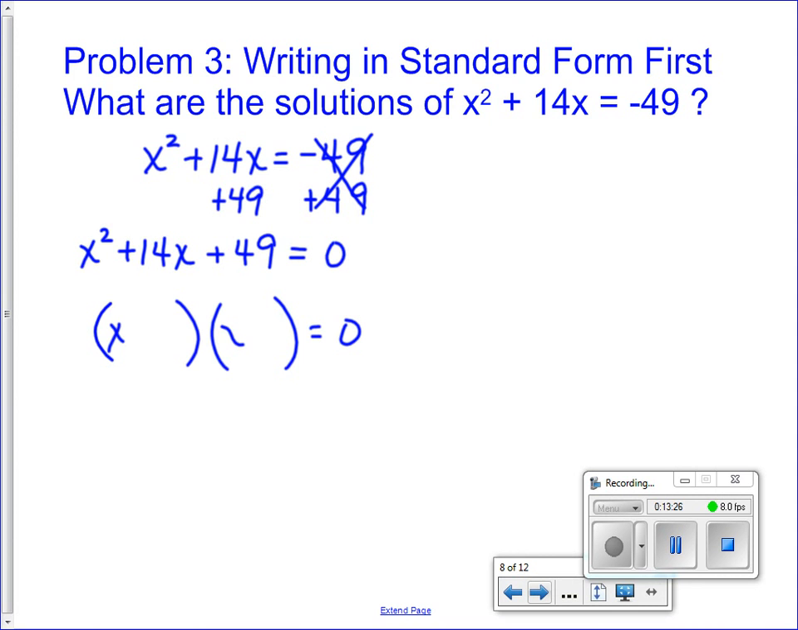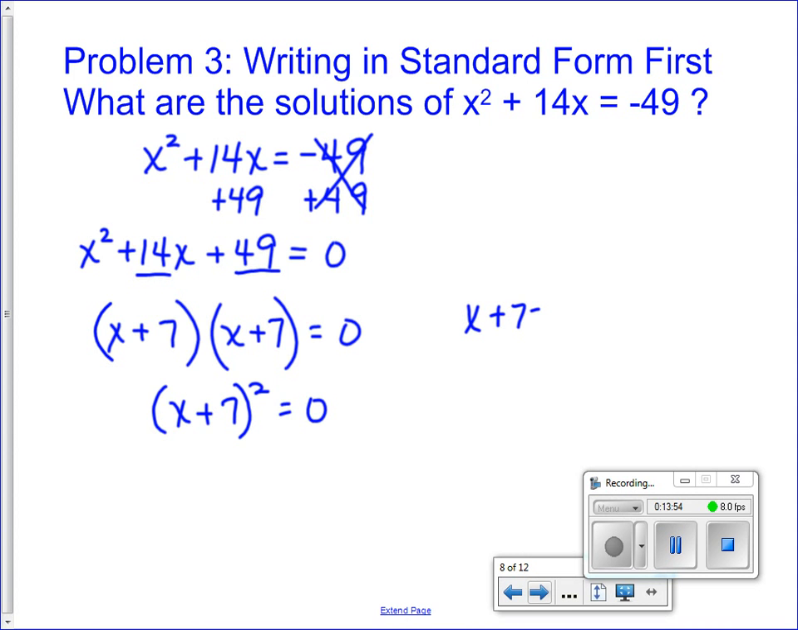X is our first term in each set of parentheses. Factors of 49 that add up to 14 would be 7 times 7. So here we have two factors that are the same. In fact, we could write this as (x plus 7) quantity squared equals 0. So what we note here is we really have only one factor that we have to solve.